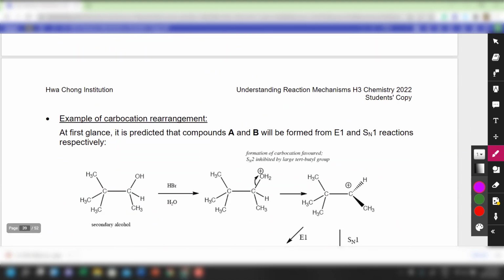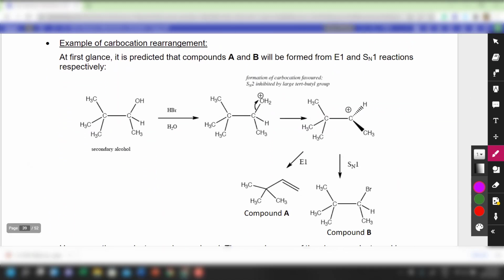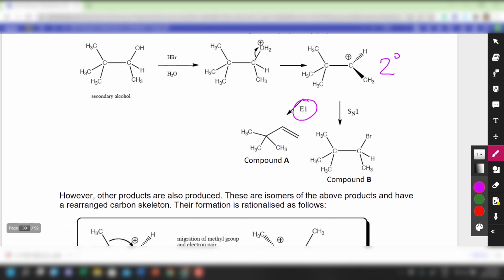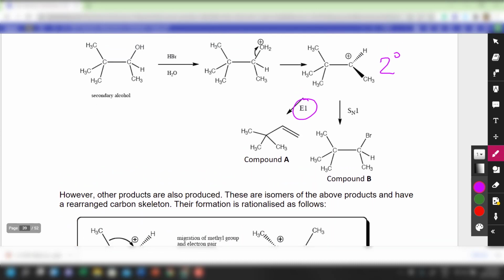So remember this. For example, in our case here, a secondary alcohol gets protonated by HBr, so the OH is lost as H2O, and then you form a secondary carbocation. From the secondary carbocation, the first thing that could take place is an E1 mechanism where I will form compound A, and then the next thing that could happen is perhaps the bromide will come in to form compound B. Okay, so this is normally what you expect from your current knowledge.